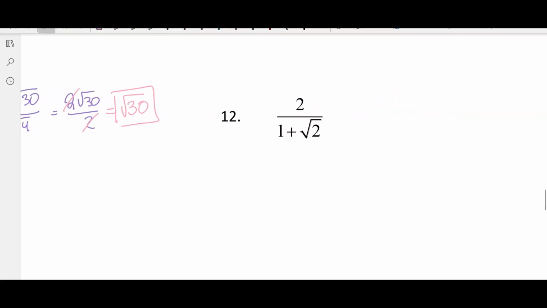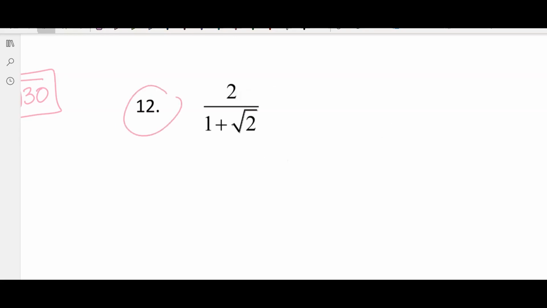All right, next one. This one here is a tricky one. So we are going to be multiplying by the conjugate, which is essentially the opposite.